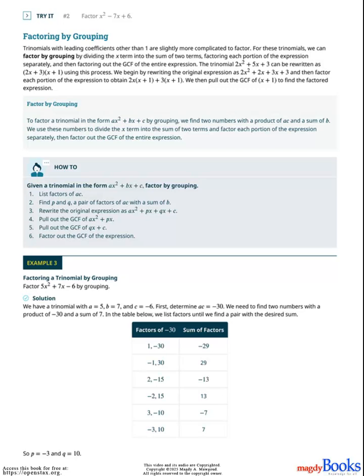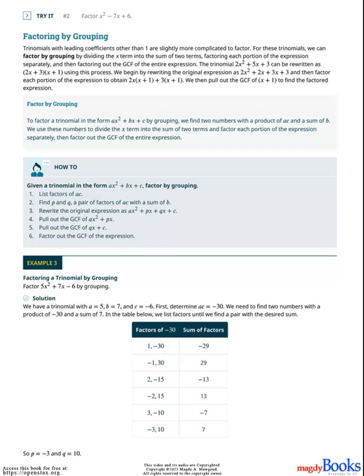Using this process, we begin by rewriting the original expression as 2x squared plus 2x plus 3x plus 3, and then factor each portion of the expression to obtain 2x(x plus 1) plus 3(x plus 1). We then pull out the GCF of (x plus 1) to find the factored expression.